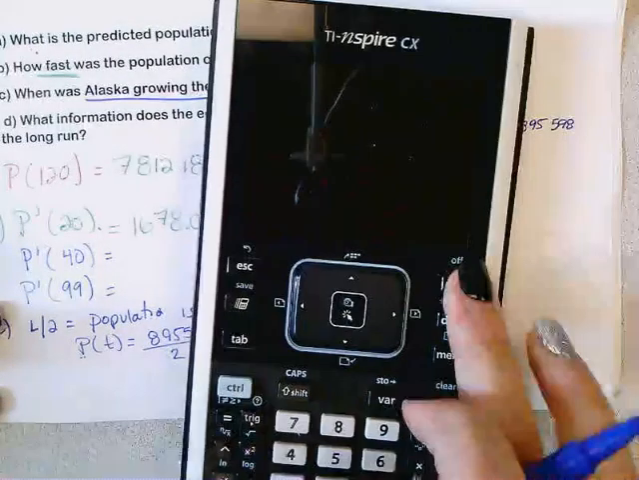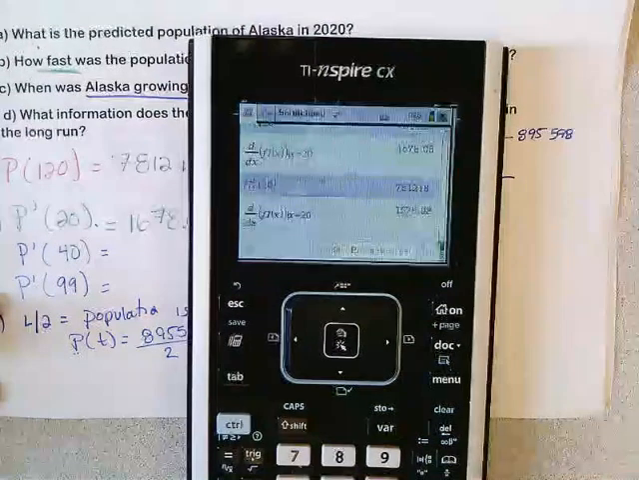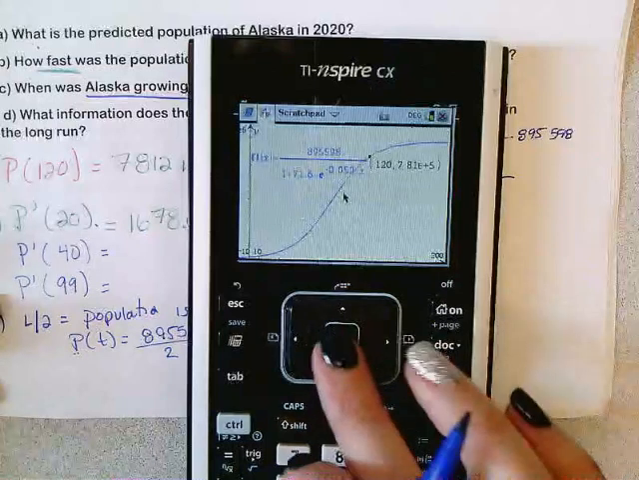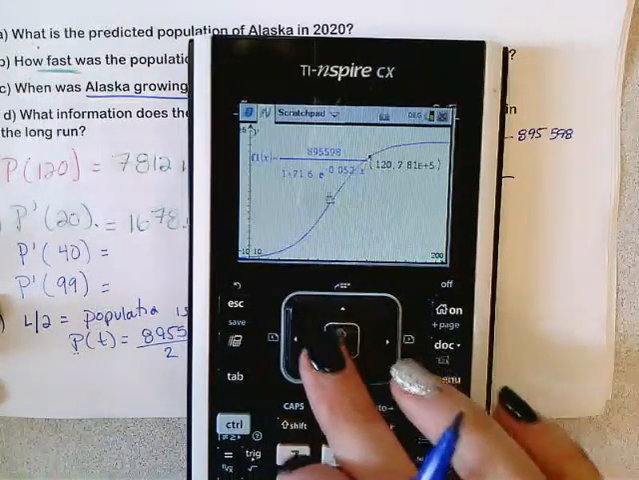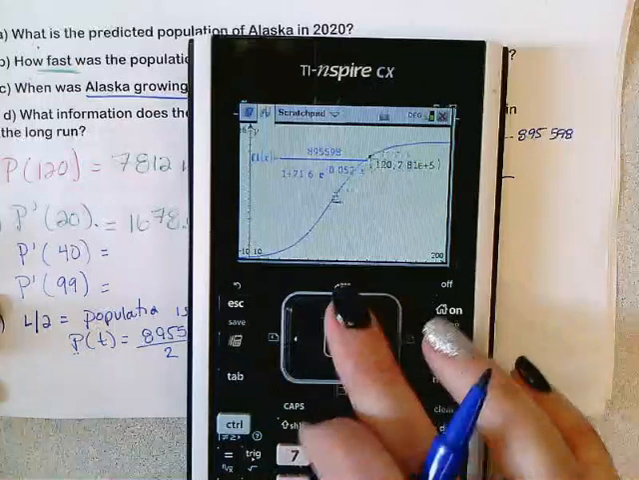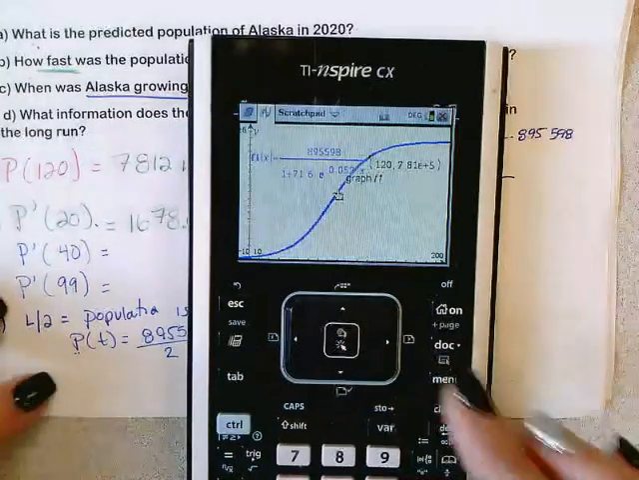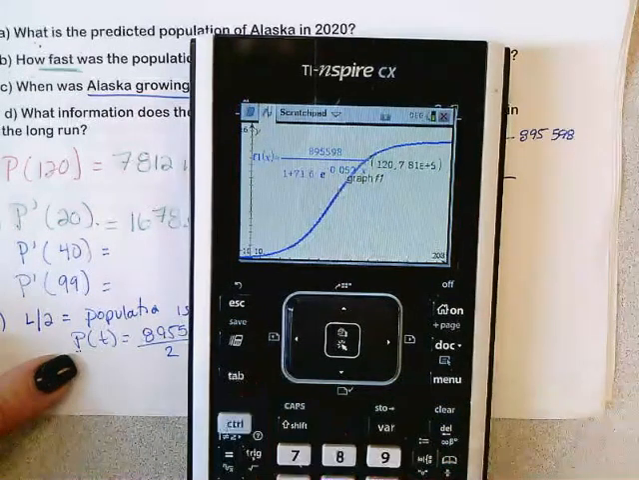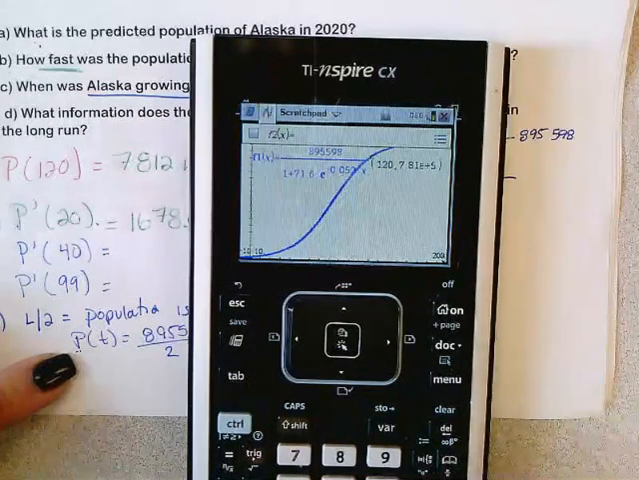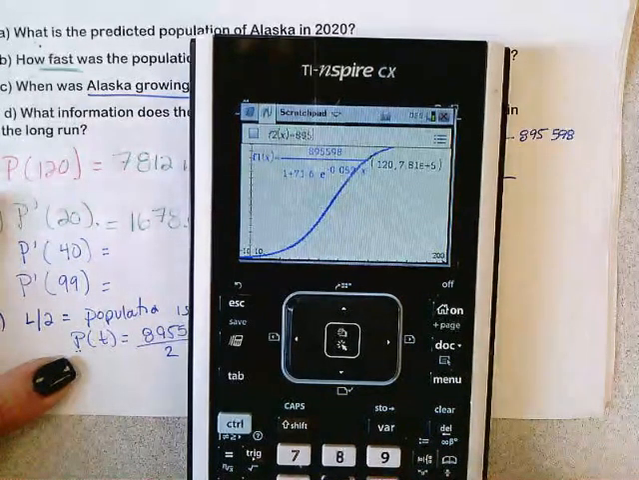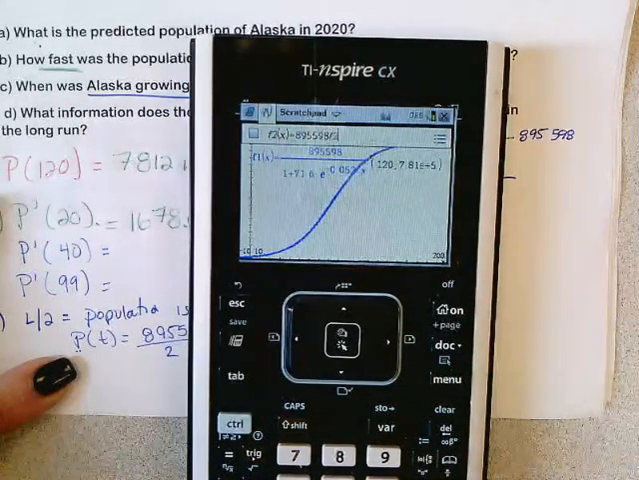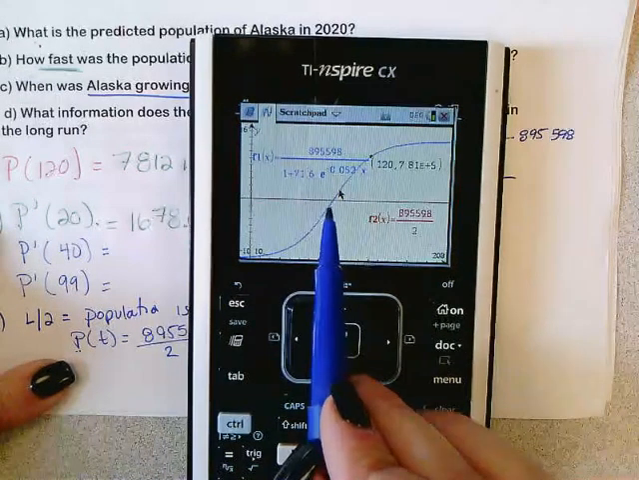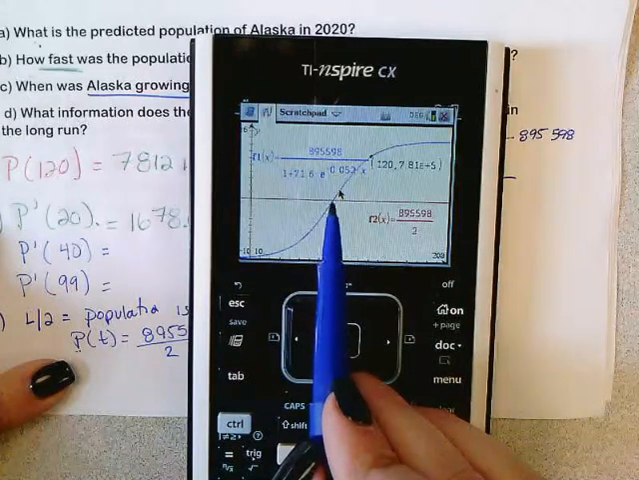Okay? So here what we can do is go back to the graph, and we want to find where this function is growing the fastest. We already figured out that it's when P of t is equal to 895,598 divided by 2, so I can actually graph that as f of 2. Graph that. So at this point right there, the graph is growing the fastest.